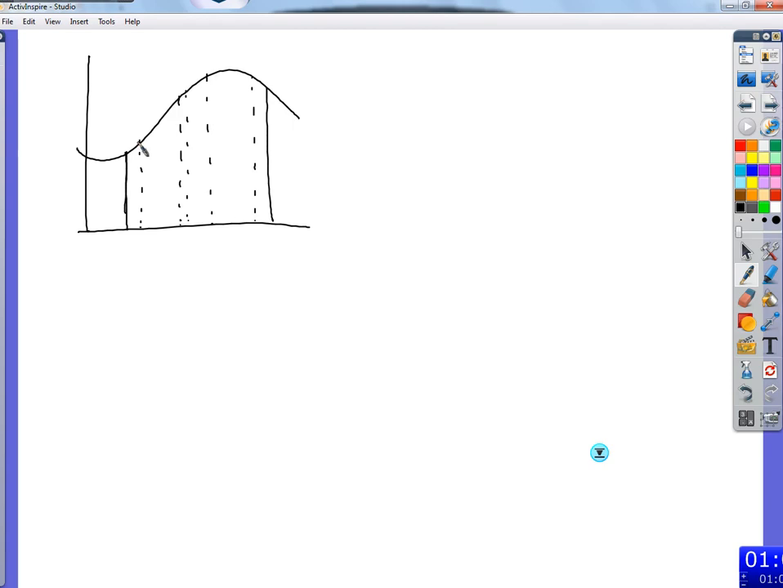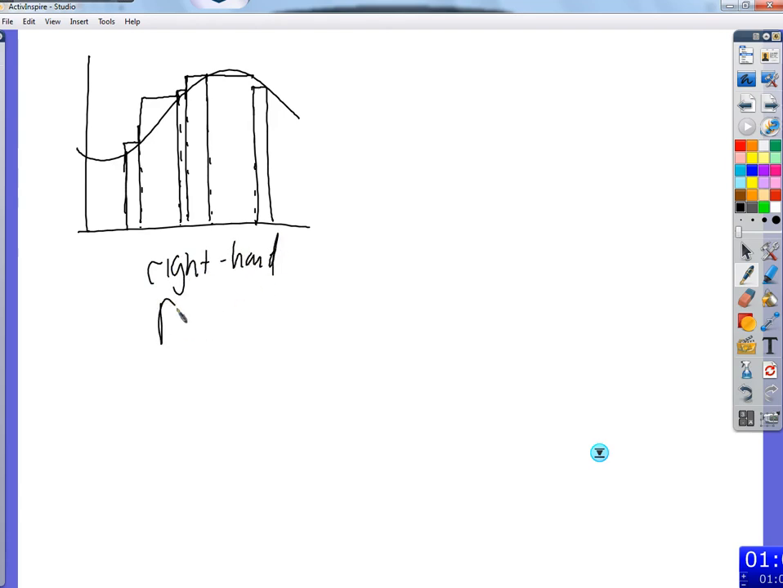Okay. So a right-hand sum would be, I'll use this right side to decide how big this rectangle is, right side for this rectangle, right side for this rectangle, right side for this rectangle. Even though it makes it come underneath, I'll use the right side, and then I'll use the right side. So we can figure out the area under the curve without calculus.